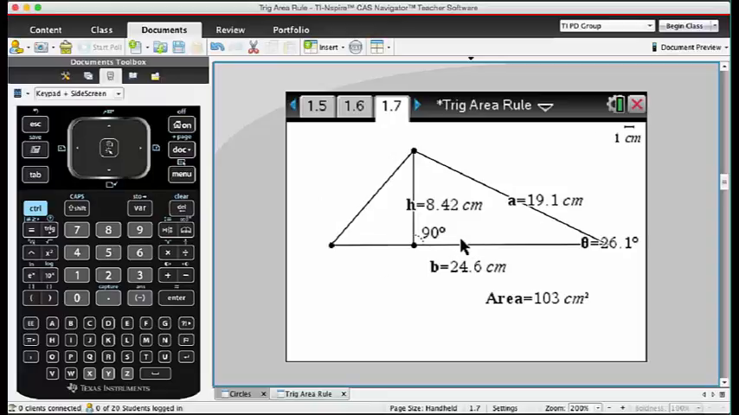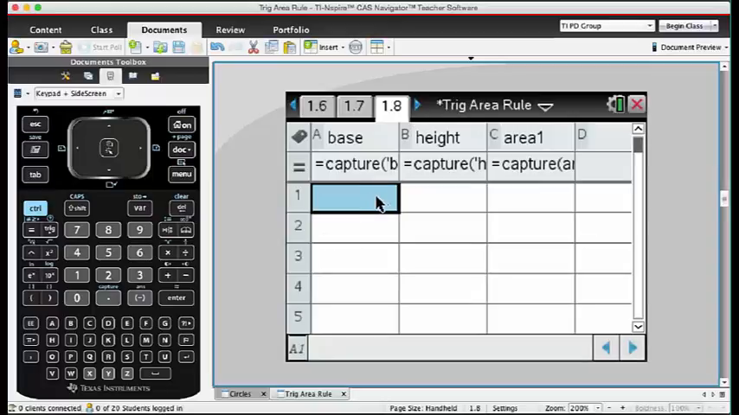Okay, so we have this triangle. It has different information, very random. If we go into 1.8, you'll notice at the moment that there is no information there at all. It's a totally blank spreadsheet, and this has already been set up for the students and yourself.